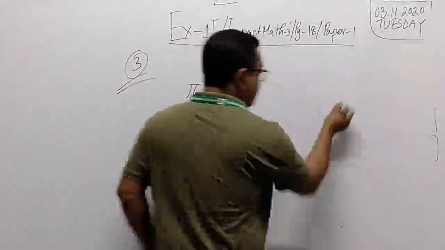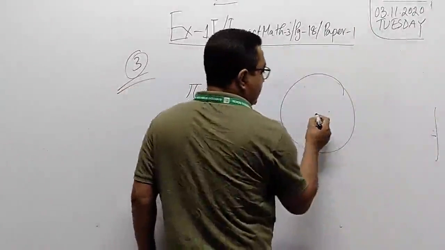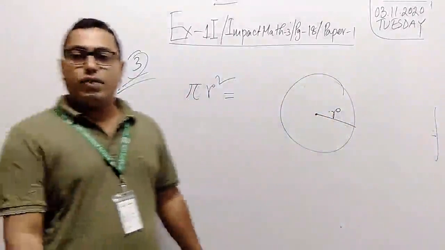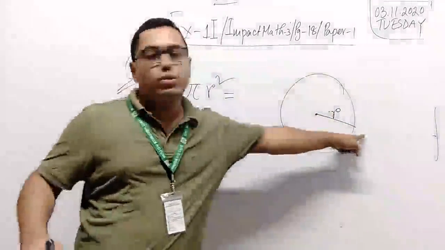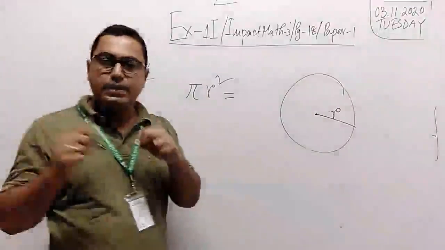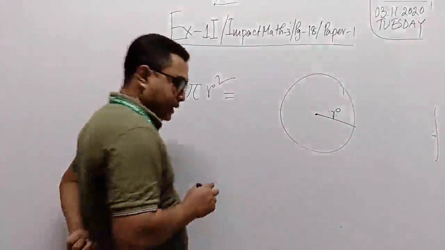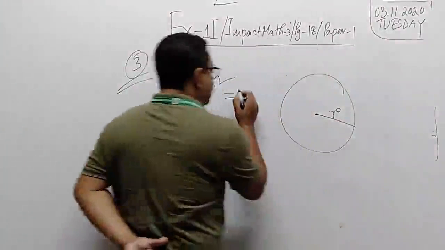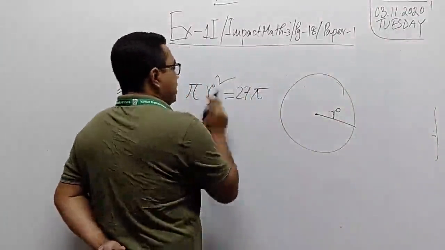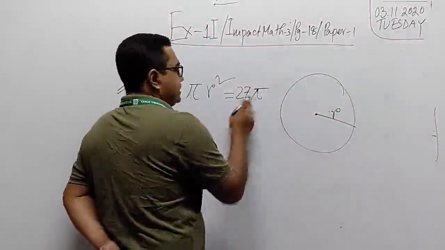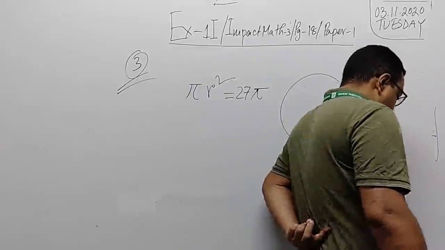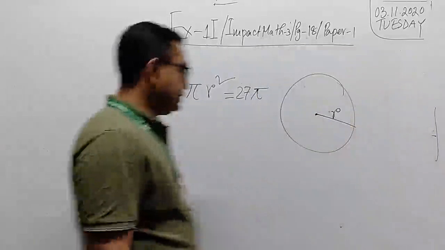So what is the radius of the circle? That means the distance from the center to the arc. That distance is called the radius. Okay. It is given that the area is 27 pi. So work out the diameter.